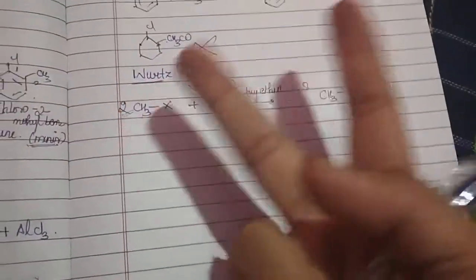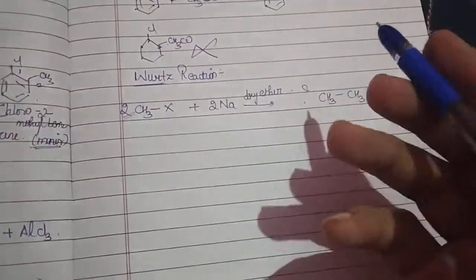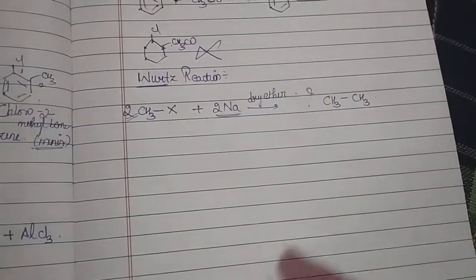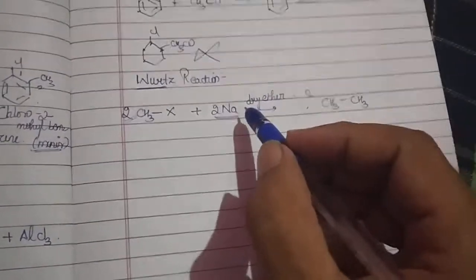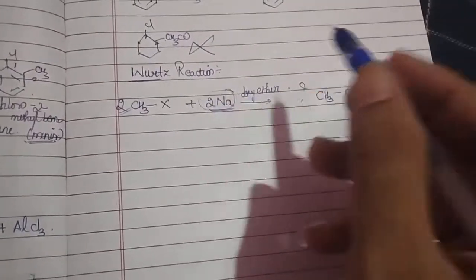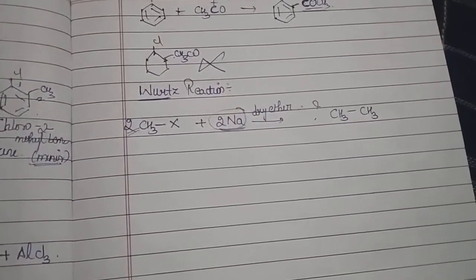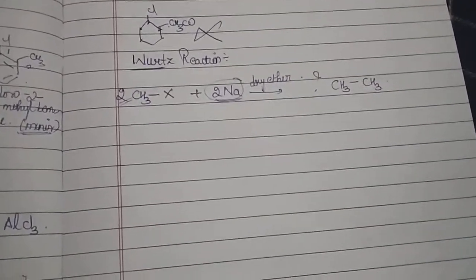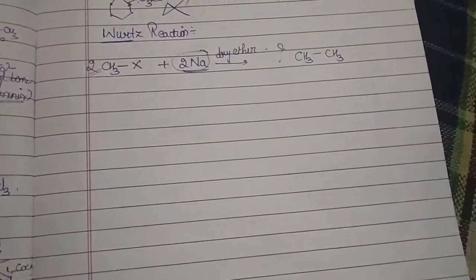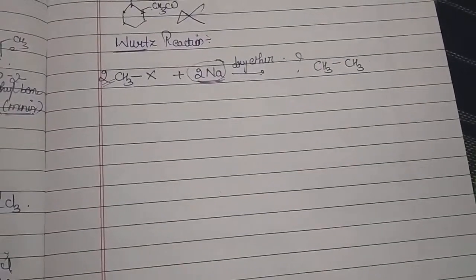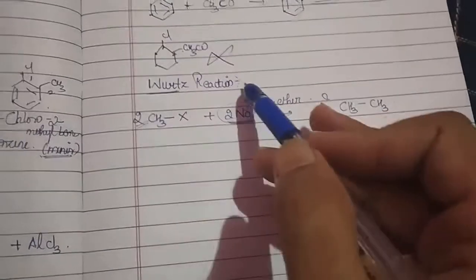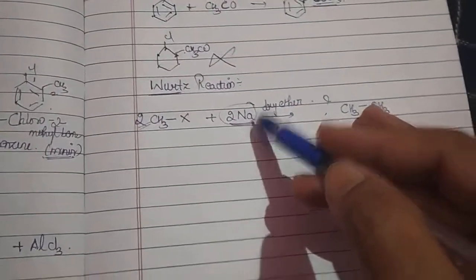So the reaction in which the 2 fragments are joining together in the presence of a metal. Basically in the Wurtz reaction we have taken sodium. It is not necessary that only sodium can be used. You can also use activated copper, magnesium metal, lithium metal, zinc metal. So these metals can be used. But particularly we are dealing with the Wurtz reaction, so that is the reason I am saying sodium metal.